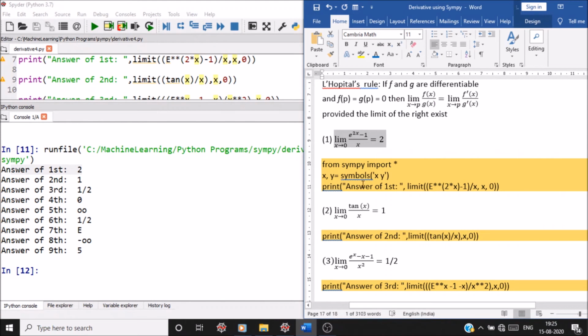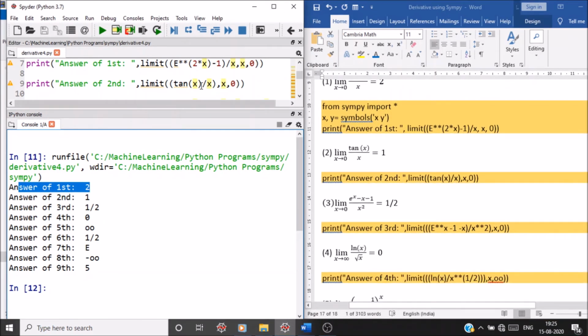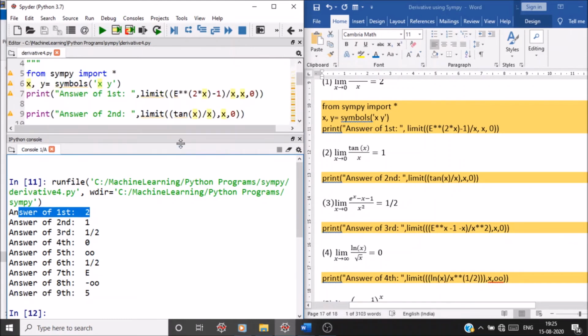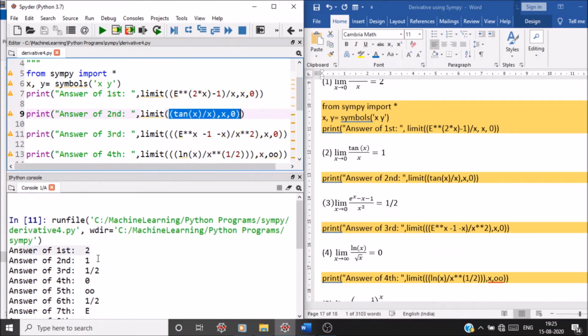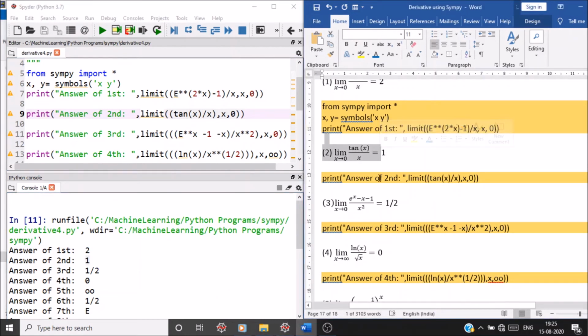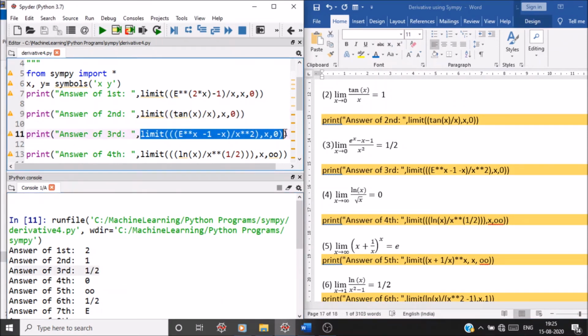Next is tan x by x. Now the output for the second one is 1. Third one, the answer is 1/2. We can see the third one: limit of (e^x - 1)/x^2 where x tends to 0.